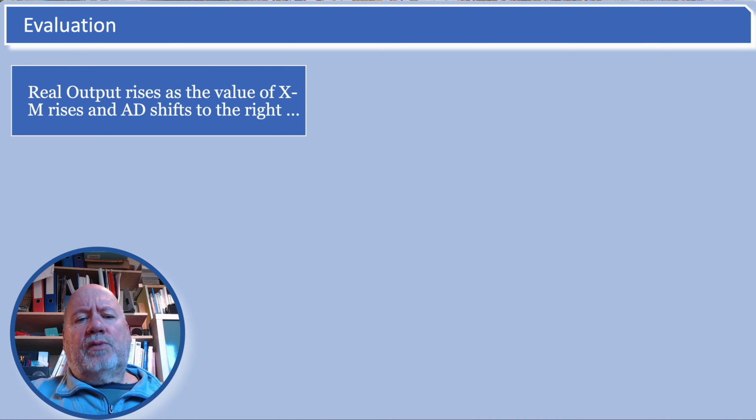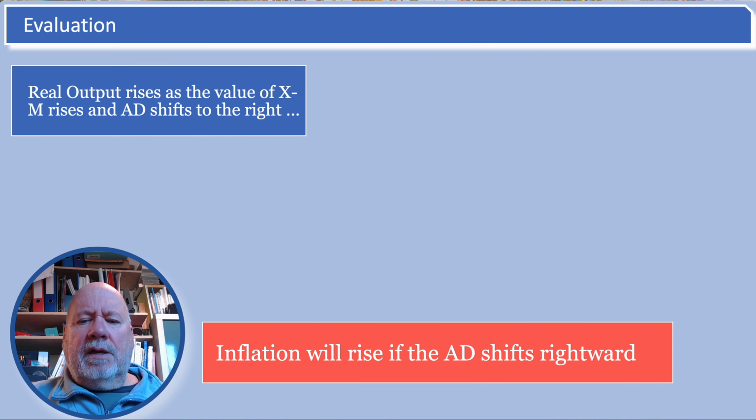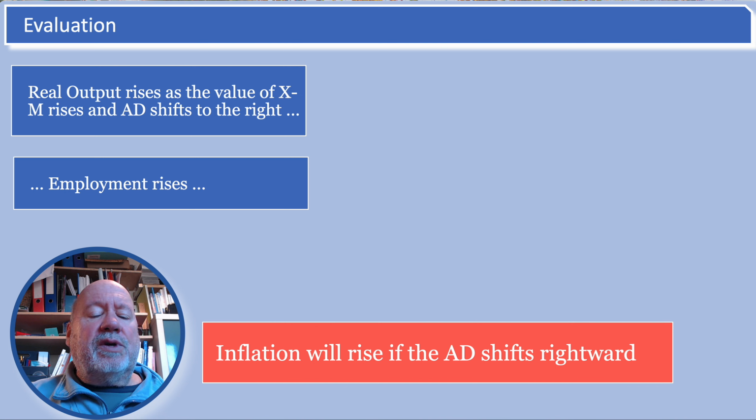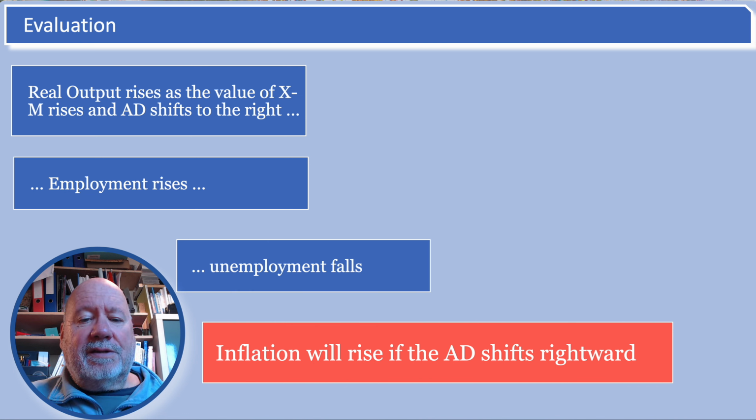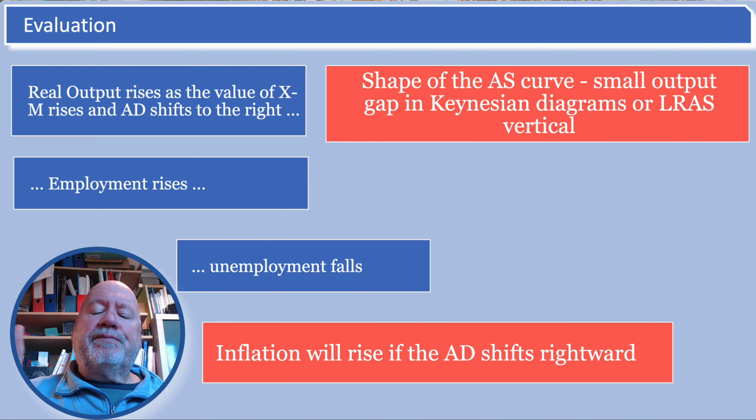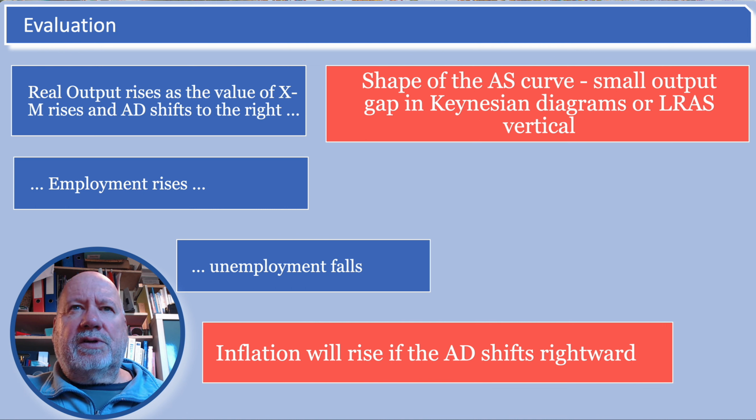We always say that when aggregate demand shifts to the right, because the value of X minus M is rising, then we get economic growth. Okay, we say that employment rises and we say that unemployment falls. But let's think about this. The orange ones are the evaluation of those points.